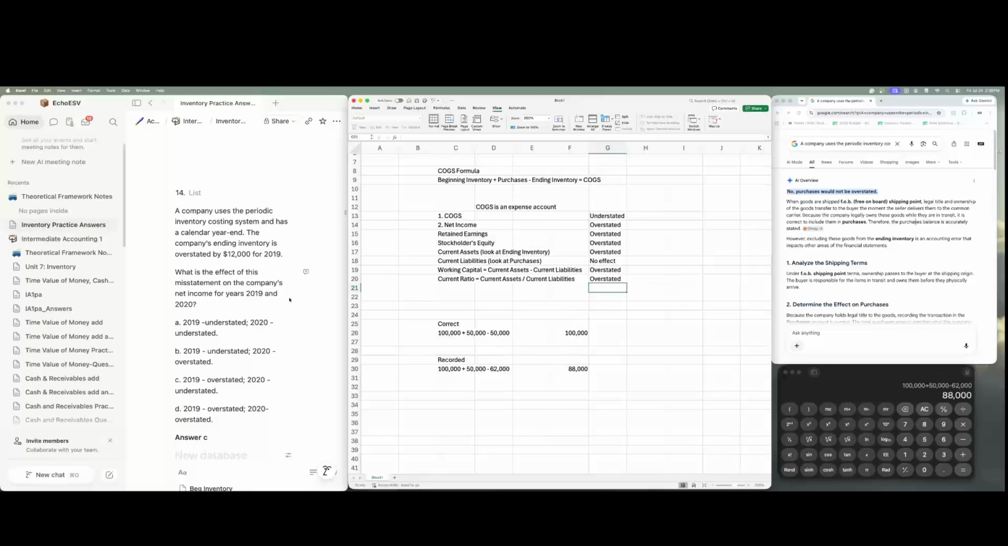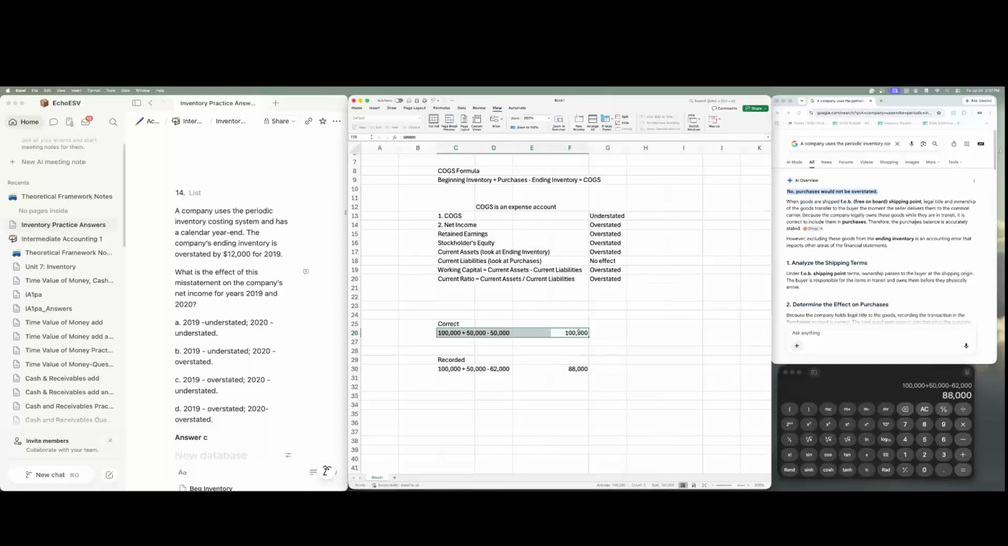Actually, the ending inventory might actually also be overstated. Right? That's the ending inventory. Okay, so the ending inventory is incorrect. Well, that means that in the next year, the beginning inventory would be overstated as well. Because the beginning inventory was... well, cost of goods is understated.